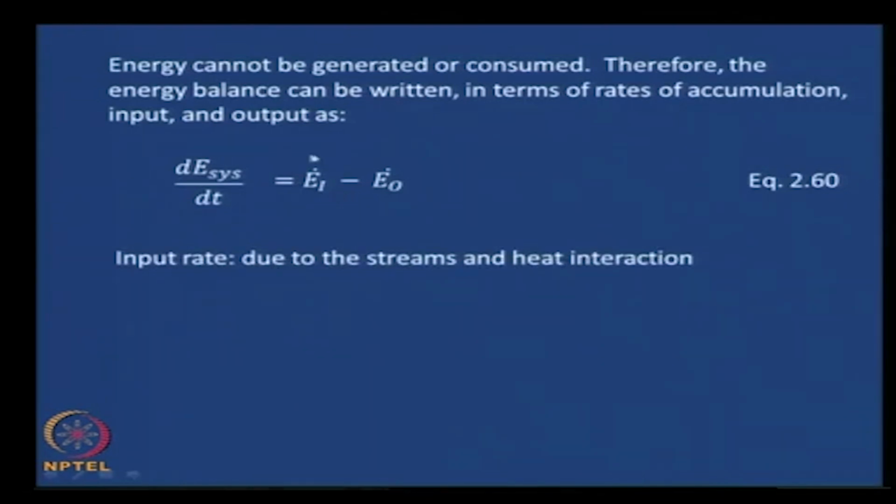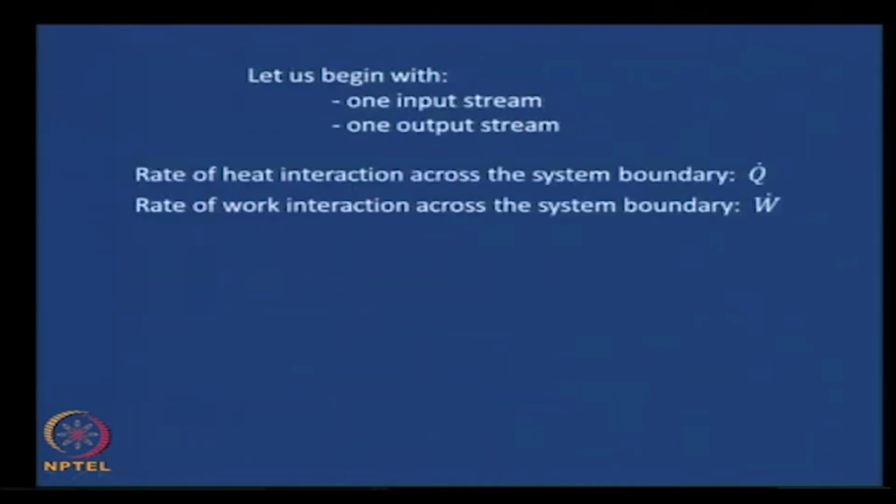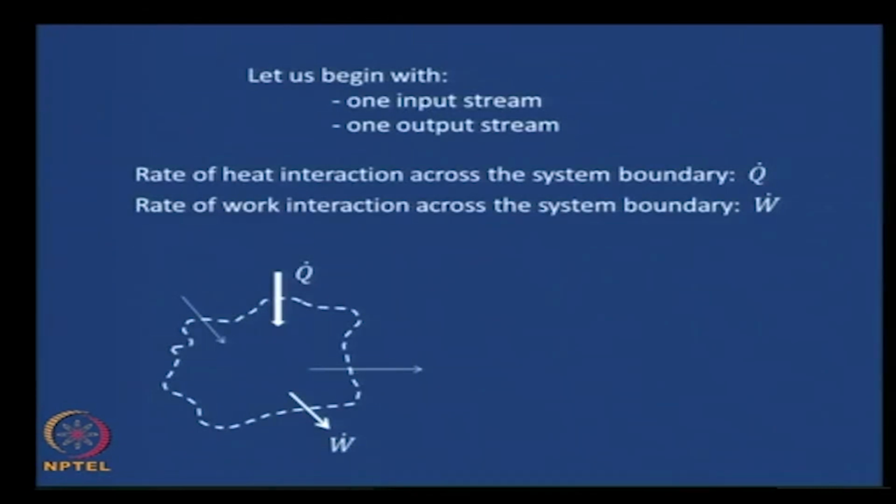If you look at the input rates for the system under consideration, let us take a look again at the system under consideration. The energy input could be due to the stream itself and the heat interaction in the system that we have written. That is, it has one input stream, one output stream, and energy interaction of heat interaction of Q and a work interaction of W, or the rates of that as Q dot and W dot.